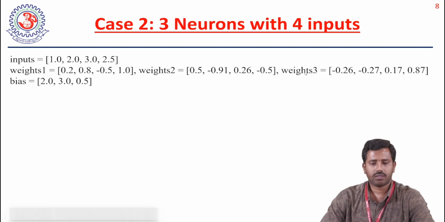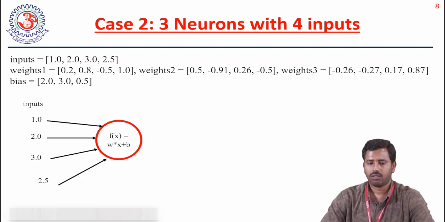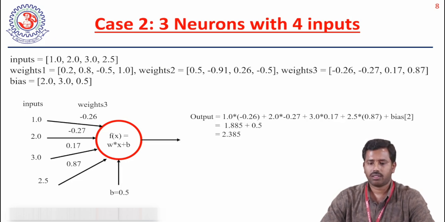So the weight values from the weight 3 vector are minus 0.26, minus 0.27, 0.17, 0.8. On this input vector and weight 3 vector, the weighted sum will be calculated along with the third element from the bias, nothing but bias index 2, so that we will get the final output as 2.385.